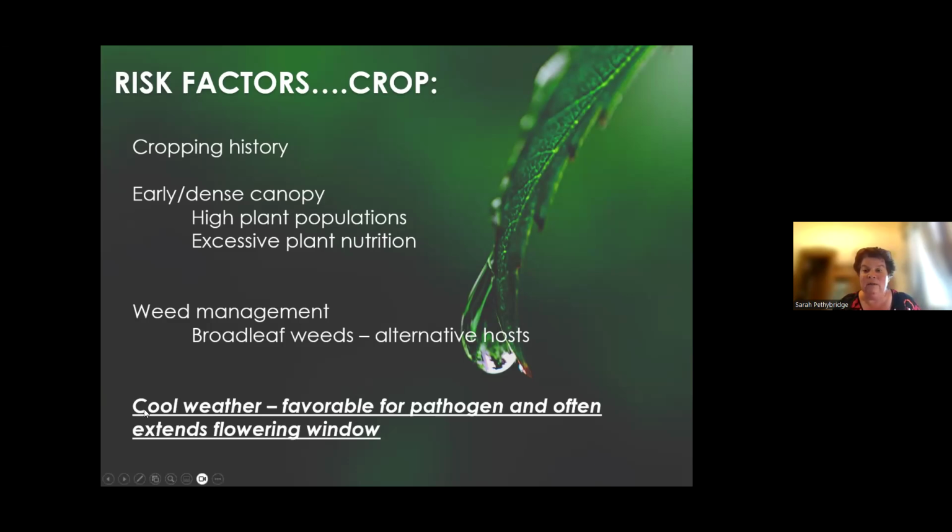But overall, cool, wet weather is favourable for both the pathogen and the crop because it often extends the flowering window in dry bean. And even though dry beans tend to already flower for quite a long time, that could be extended and there could be more flowers because flowers, again, are the only infection point for the fungus.